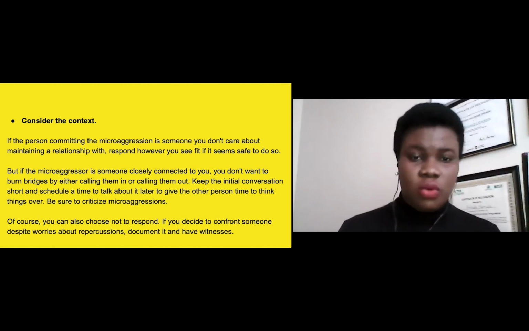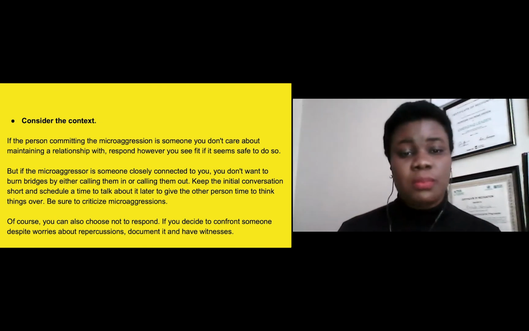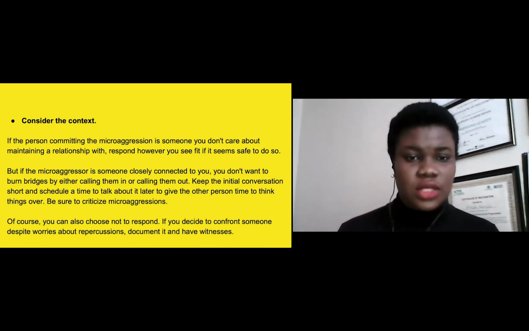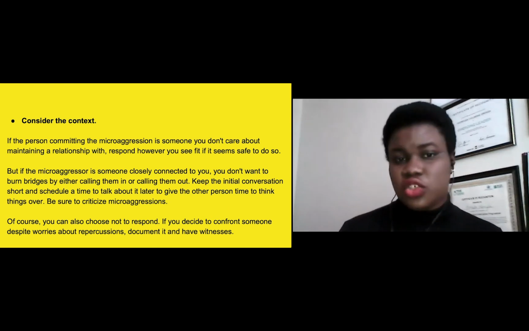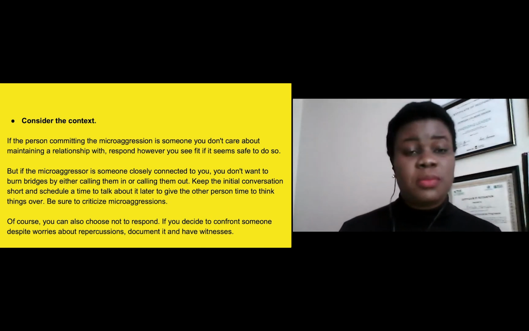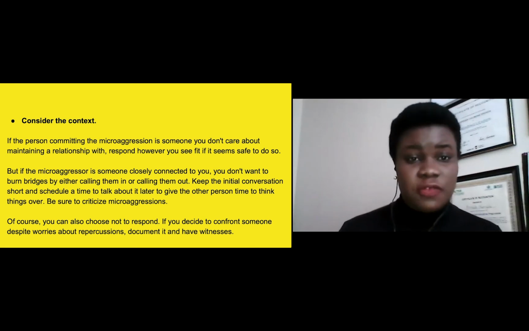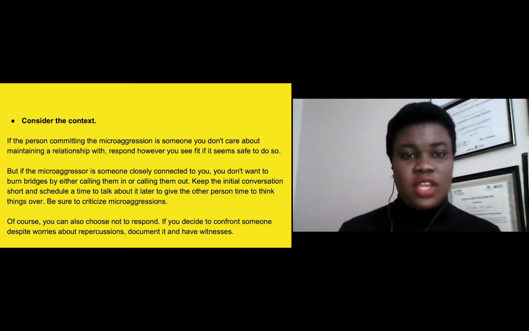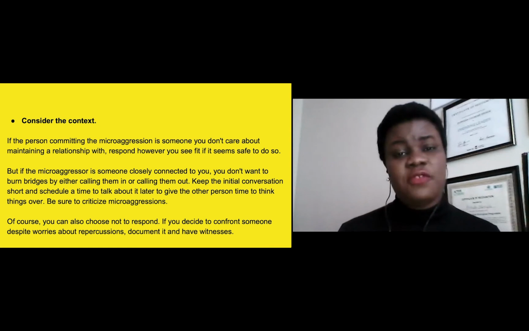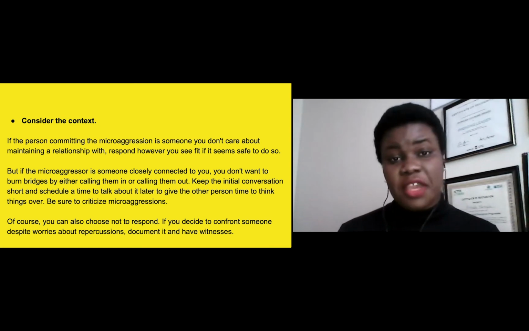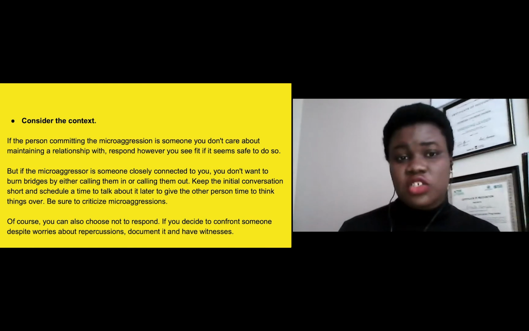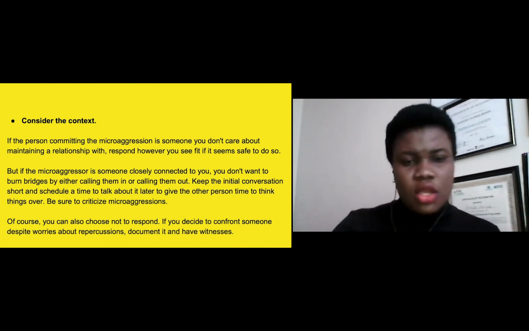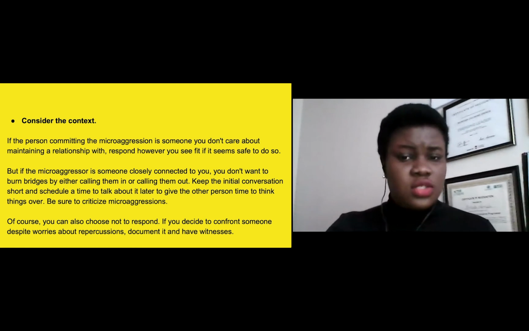Remember, the reason why you'll be doing this is for your own mental health, for your own safety, right? Because you don't want to give someone the power to change your mood, or to make you feel less of yourself, regardless of whatever identifier that person may have used during the expression of that microaggression, right? Be sure to criticize the microaggressions when you speak to that person. Of course, you can also choose not to respond.